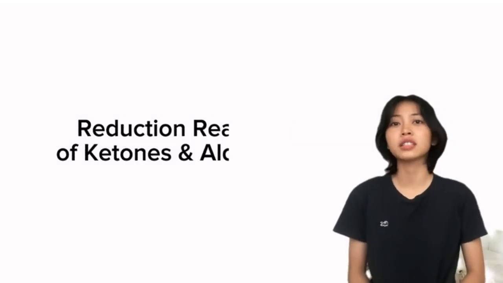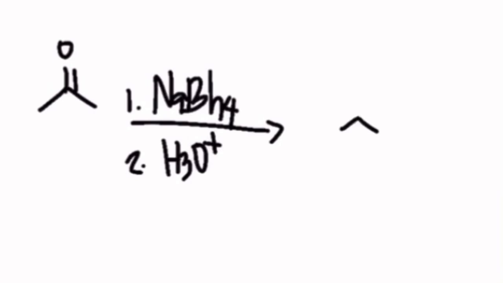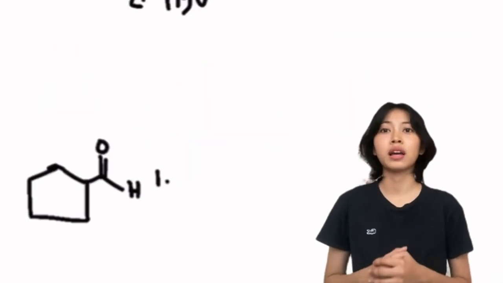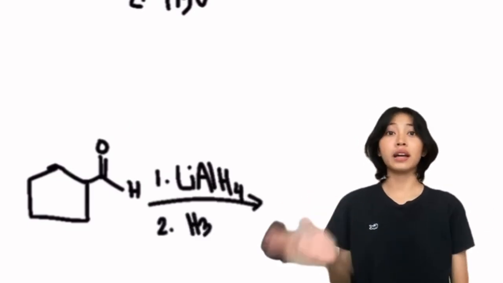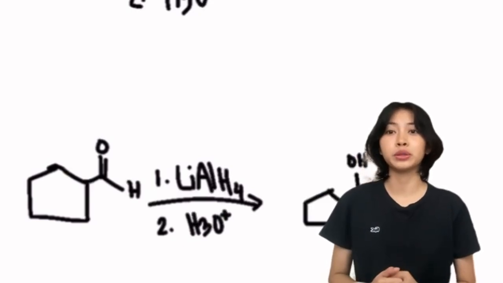So let's begin with the reduction reaction of ketones and aldehydes. If we react the ketone or an aldehyde with sodium borohydride followed by H3O+, NaBH4 can reduce a ketone or an aldehyde into an alcohol. In this case, you're going to get a secondary alcohol. Now, lithium aluminum hydride will have the same effect. So if we react an aldehyde with lithium aluminum hydride, the end result would still be the same, and that is the carbonyl group will be reduced into an alcohol.